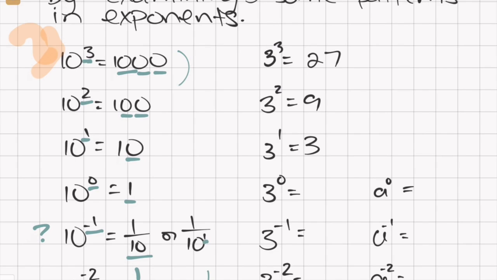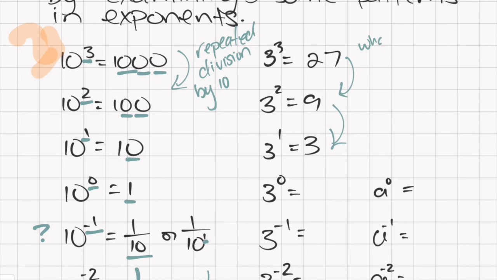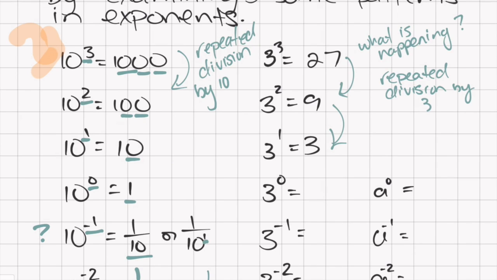And so really we need to decide what pattern's happening here. Well, I went from 1,000 to 100, and this is actually just repeated division. And it's repeated division by 10. So let's apply that same thing to our next pattern here. In this one, our repeated division is not by 10. What's happening here? Well, it's actually repeated division by 3.